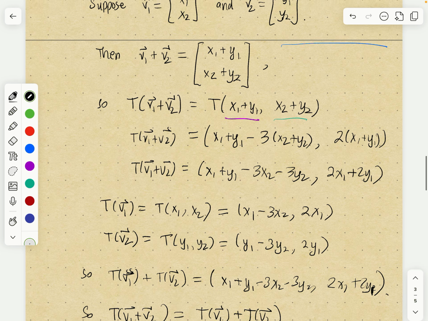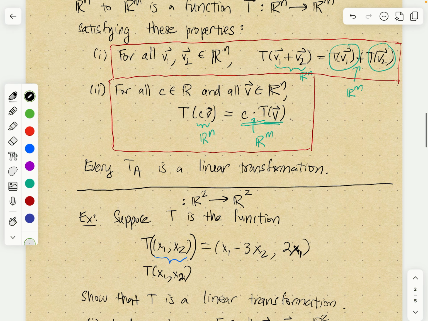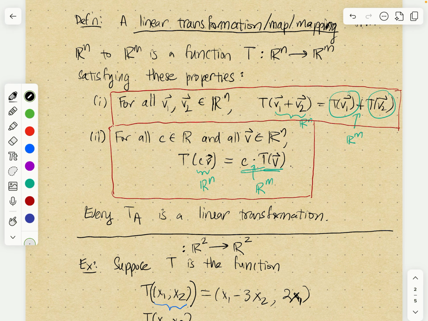So let's go back to the second condition. The second condition is that whenever you have a real number c and a vector v, T of cv is equal to c times T of v every single time. So what it means to not have that is that it's possible for this left-hand side to not be the right-hand side. There's at least one instance where the left-hand side and right-hand side do not match. That's what it means for the second property to not be true.